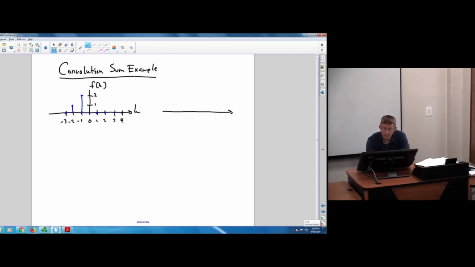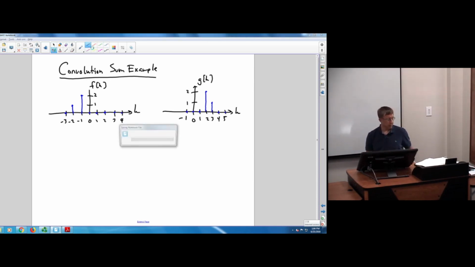And then the other signal, we'll call this g of k. It is 0 almost everywhere except at time 2, it is equal to 2, and at time 3, it is equal to 1. That's 0 everywhere else. That's 2, that's 1. So those are the two signals, and guess what we're going to do? We are going to compute f of k convolved with g of k. That's what we would like to do.